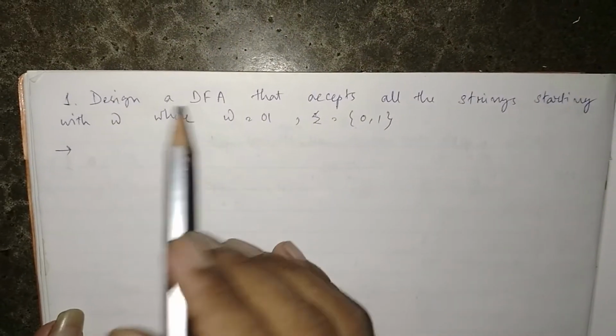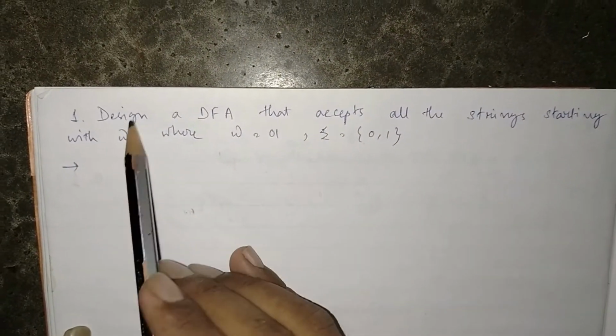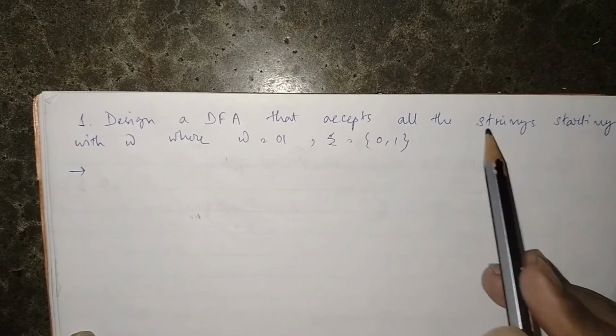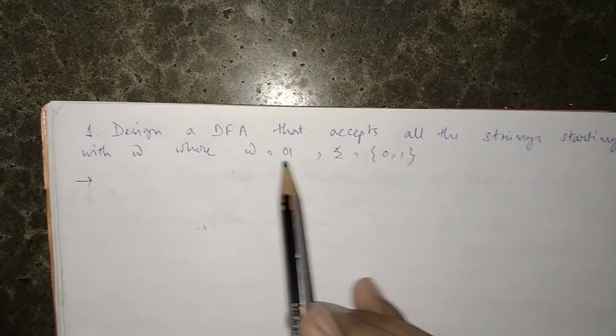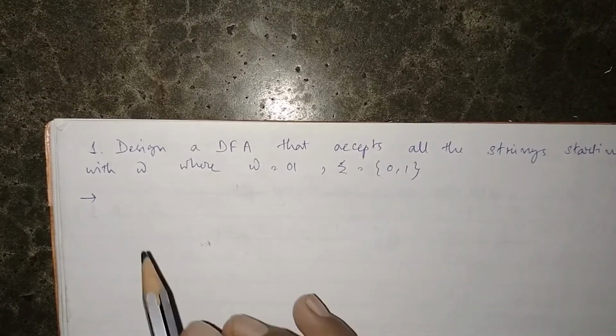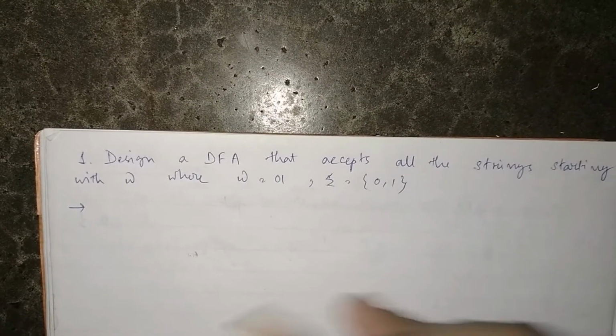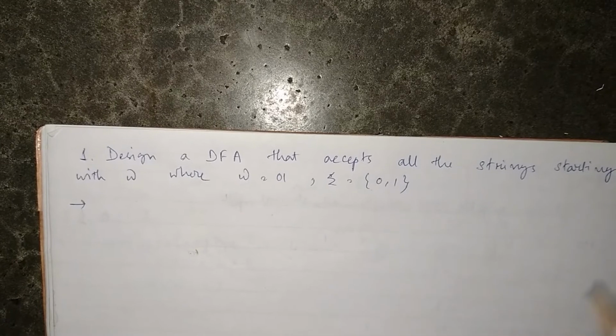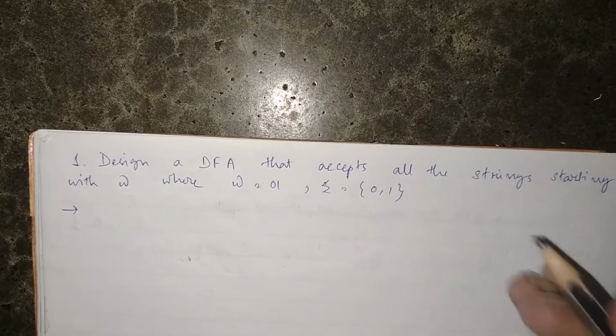Okay, so this is my first question. The first question is, design a DFA that accepts all the strings starting with W, where W equal to 0, 1, and the set of possible input symbols is 0 and 1. So as I said in my previous video, or in the first part, I'll follow some steps.